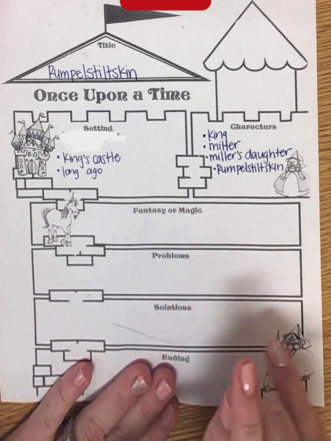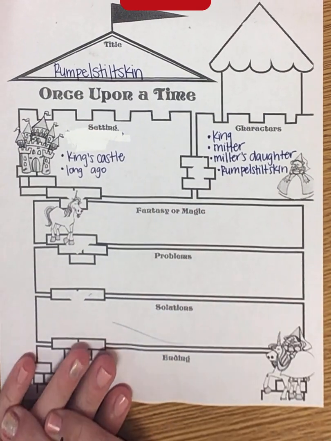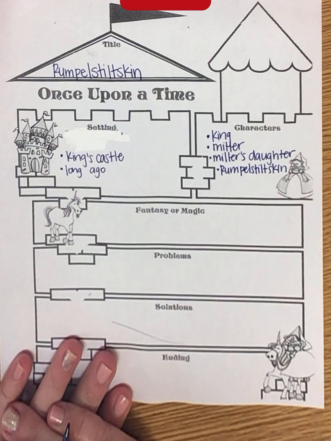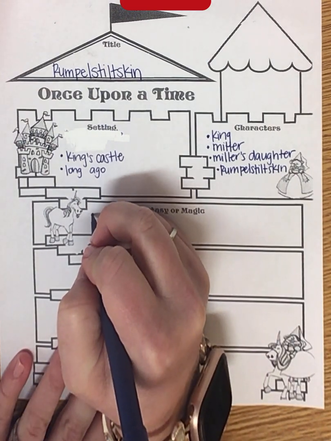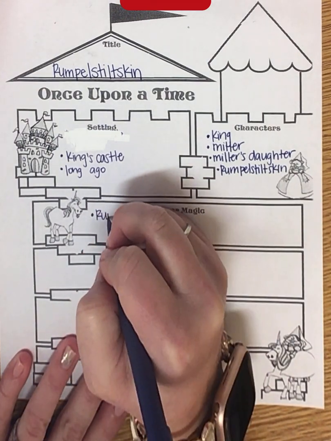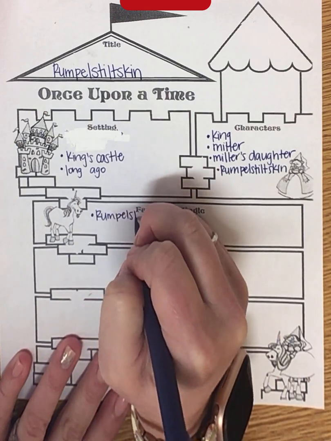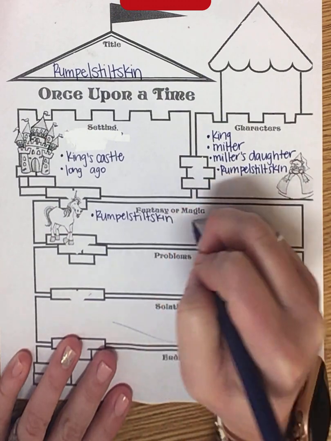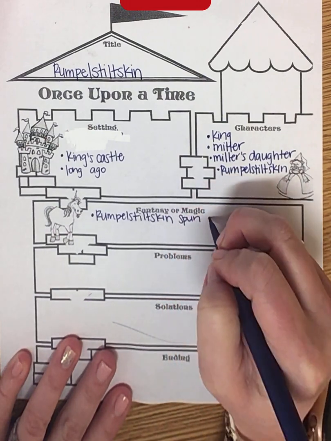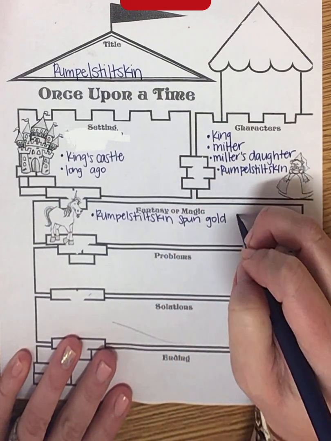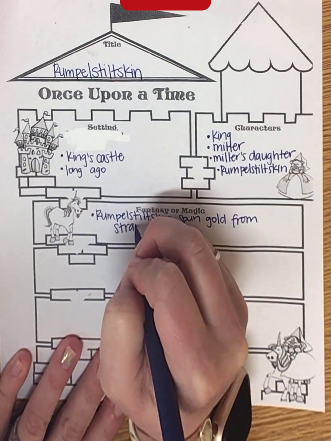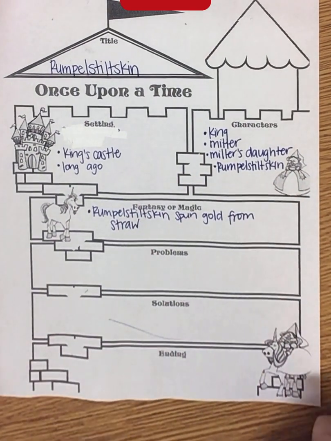All right, the next part that we know is that there's always some fantasy or magic that happens in a fairy tale. What fantasy or magic happened in our fairy tale today? Good. Rumpelstiltskin spun gold from straw. It's pretty magical. I can't do that, can you?